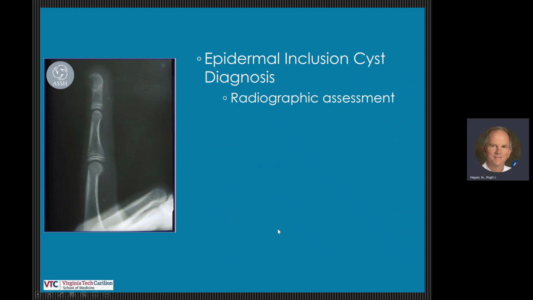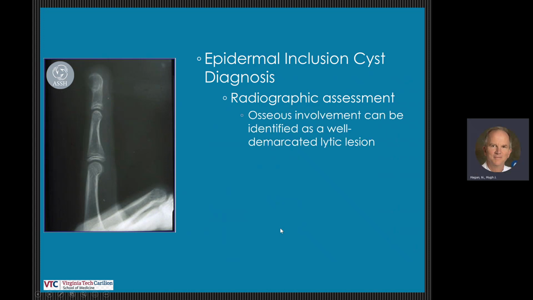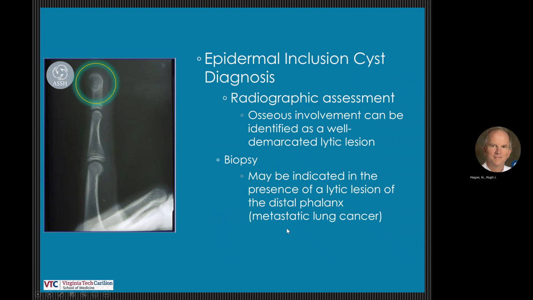And these cysts can sometimes be so slow growing and involve such pressures that they can create osseous involvement, like this picture from the Hand Society's instructional lecture, where you can see well defined, discrete invasive lesions of the bone. Sometimes biopsy may be indicated in the case of one of these cysts because it looks almost like a lytic lesion, as might be seen from metastatic lung cancer.